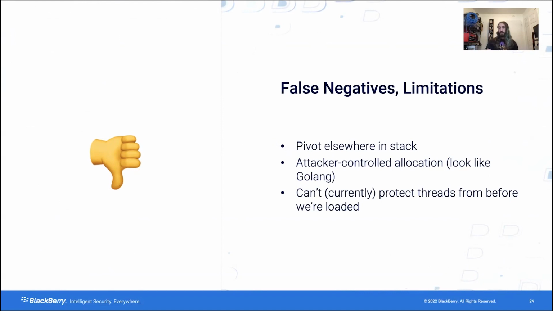The current implementation also has 2 holes that we can close. If an attacker can control an allocation, then they can make their shellcode look like it's coming from Golang. We can close this by implementing some research we'd already done on determining if a binary is a Golang binary or not. Secondly, we don't currently have a good way to protect threads that exist before we do, but I think a trust on first use approach would handle this case pretty well.